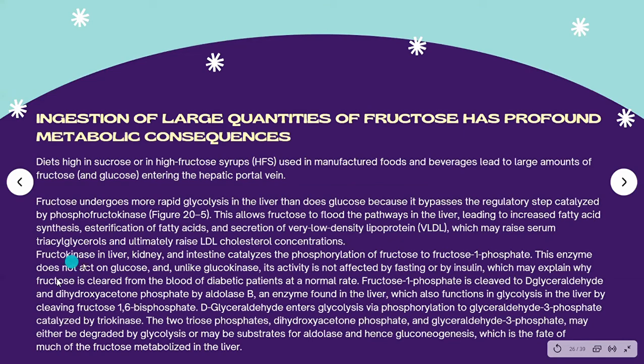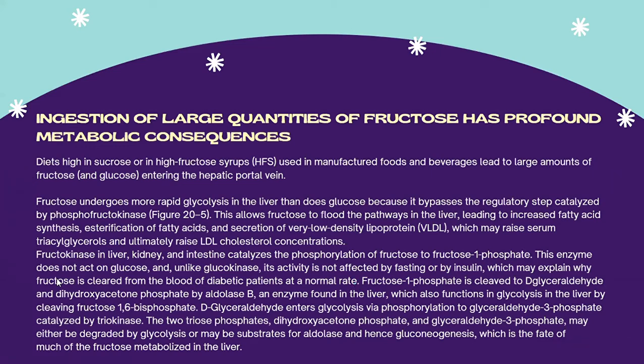Okay, fructokinase in the liver does not act on glucose, but only on fructose. Okay, so in the liver, kidney, and intestine it catalyzes phosphorylation of fructose to fructose 1-phosphate. This enzyme does not act on glucose. See? Unlike glucokinase, its activity is not affected by fasting or by insulin. You see that? Which may explain why fructose is cleared from the blood of diabetic patients at a normal rate.